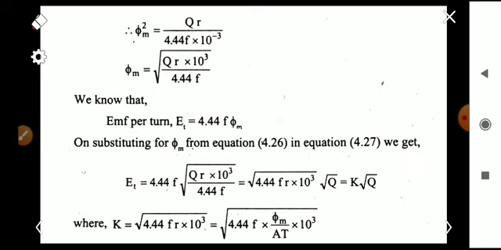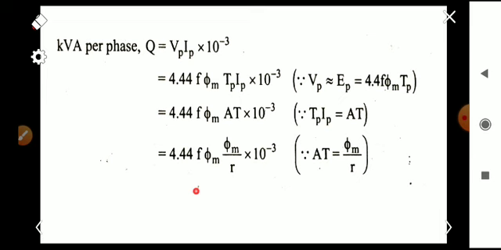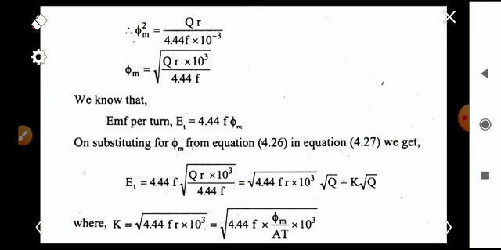From this equation, phi m square will be equal to Q into R divided by 4.44 f into 10 raised to minus 3. So phi m will be equal to the root of Q into R into 10 raised to 3 divided by 4.44 f, since the 10 raised to minus 3 is taken into the numerator and becomes 10 raised to 3.